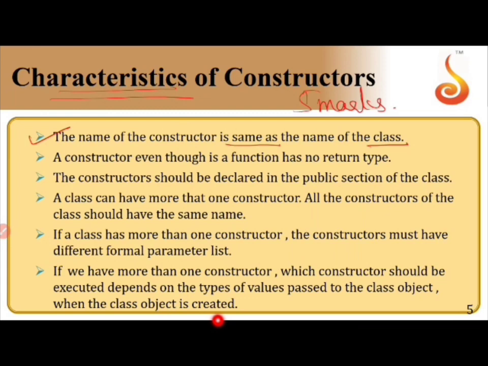The constructor should be declared in the public section of the class. That is what I told you. A constructor should always be written in the public section of the class only. Then, a constructor, even though it is a function, has no return type. So what does it mean?